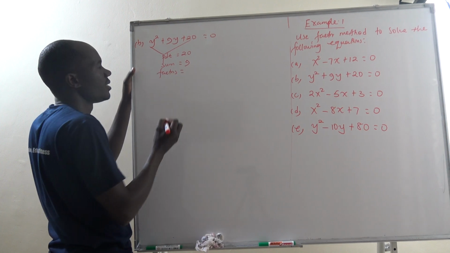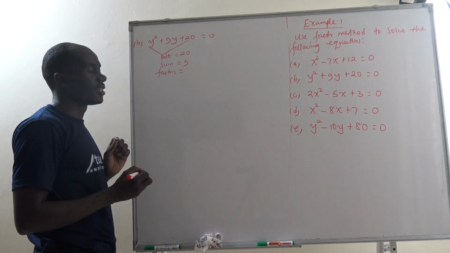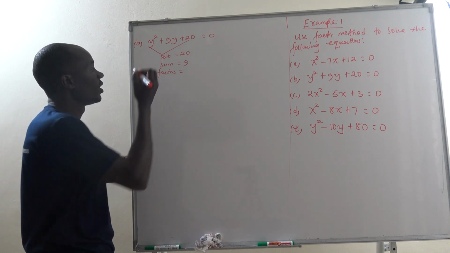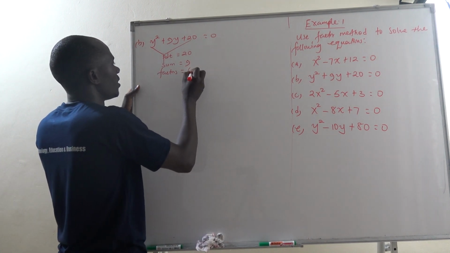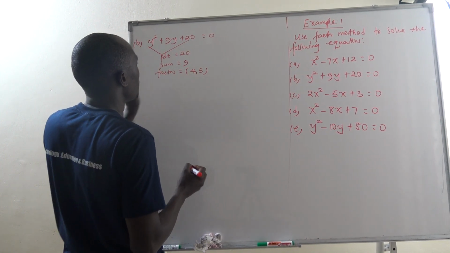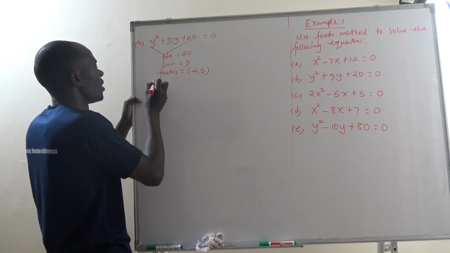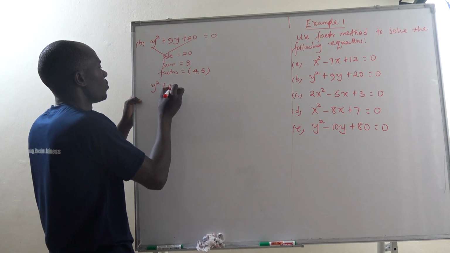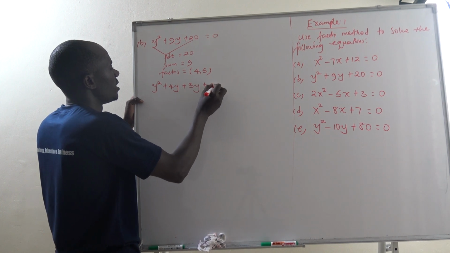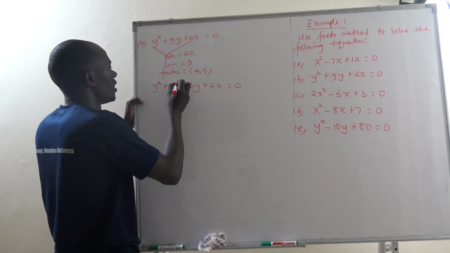Look at the factors. Think of two numbers. When you multiply, you get 20, and when you add those two numbers, you come out with 9. What are they? 4 and 5. So instead of this, we are going to say y squared plus 4y plus 5y plus 20 equals 0.